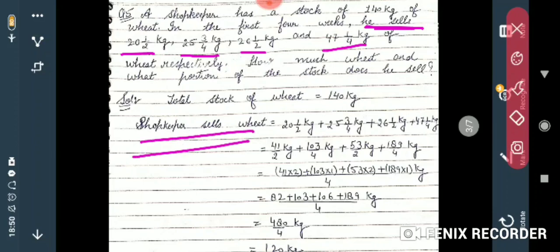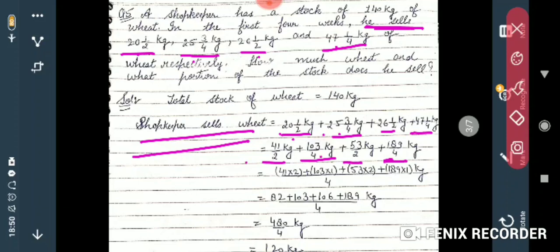So the shopkeeper sells wheat. What will you do? You will add these 4 amounts of wheat. As these are all given in mixed fractions, what will you do? You will convert them into improper fractions. 2 2s are 4, 40 plus 1, 41 by 2. 25 4s are 100 plus 3, 103 by 4 kg. 26 2s are 52 plus 1, 53 upon 2 kg. And 47 4s are 188 plus 1, 189 by 4 kg.